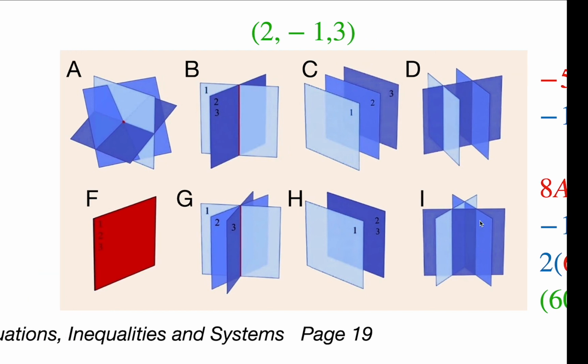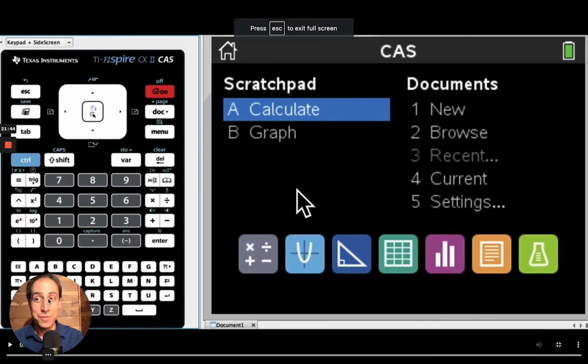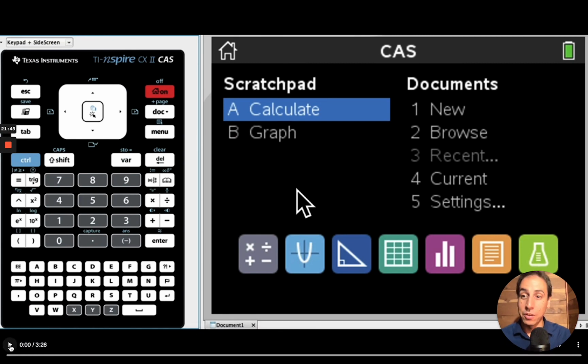That's fun. Check this out. And if you want fun, then let's go to the Inspire. All right, this is how we do 3 equations, 3 unknowns in the Inspire.